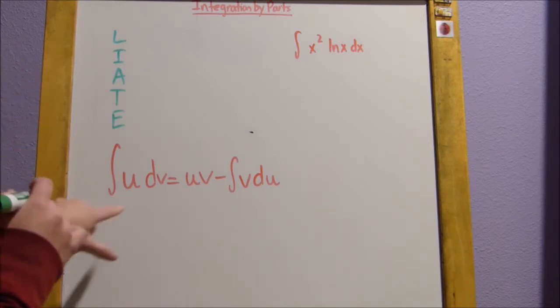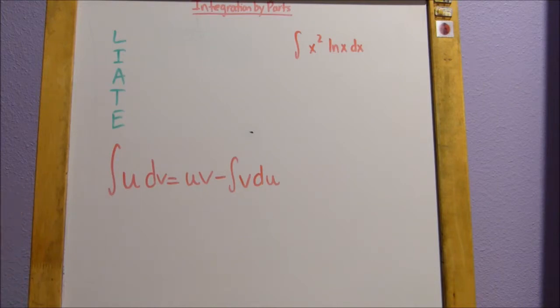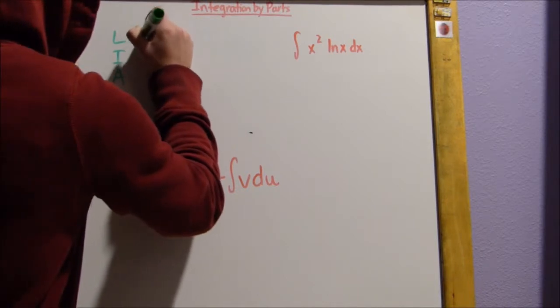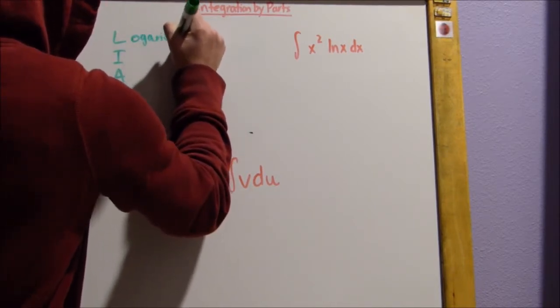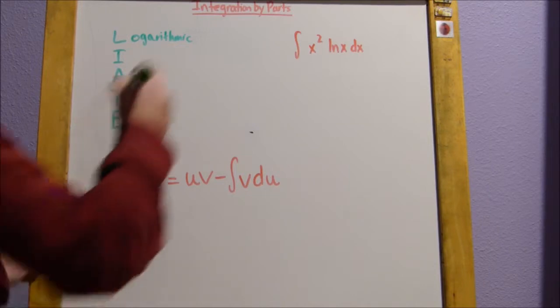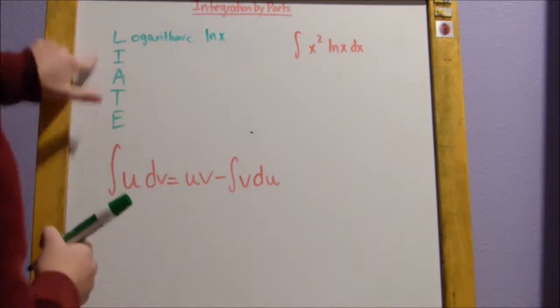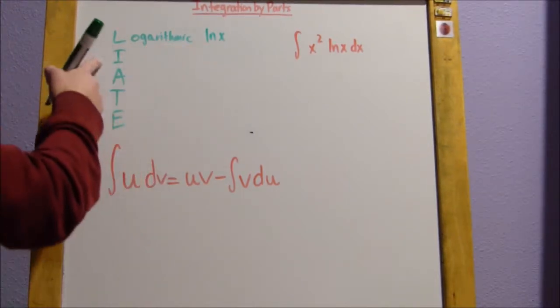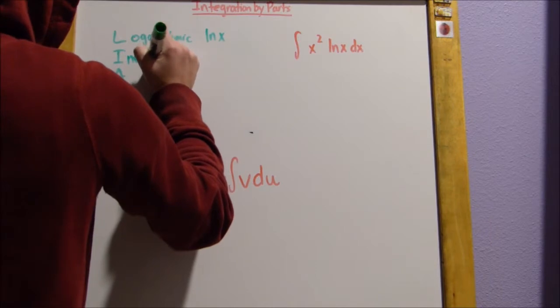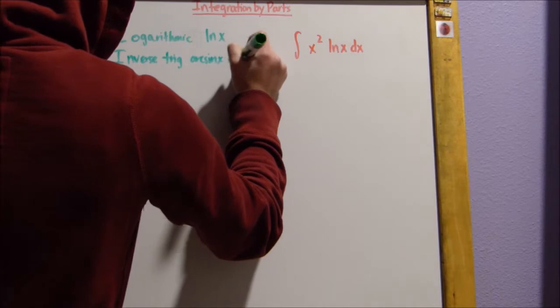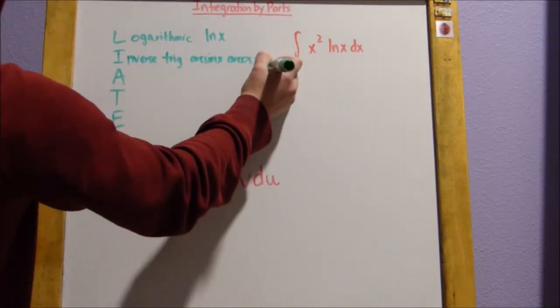So the way to figure out what u is in a product is using our handy dandy LATE, right? Our first L stands for logarithmic. Most of the time, logarithmic means ln of x. So if you see this before any of these, this is going to be your u. Our next one is inverse trig. So arc sine of x, arc cosine of x, etc.